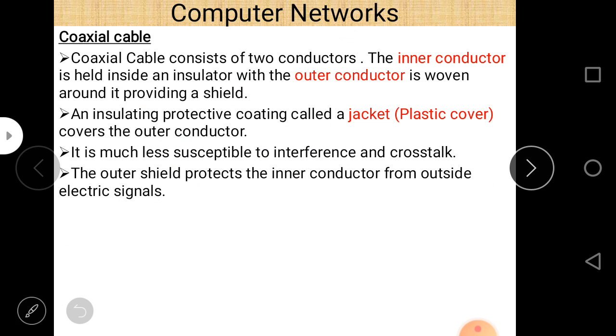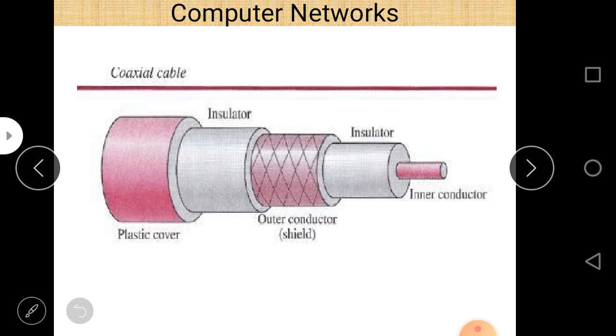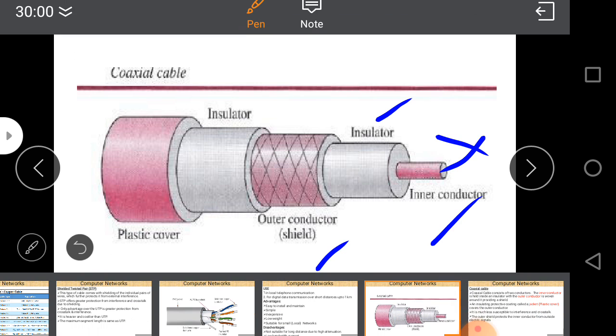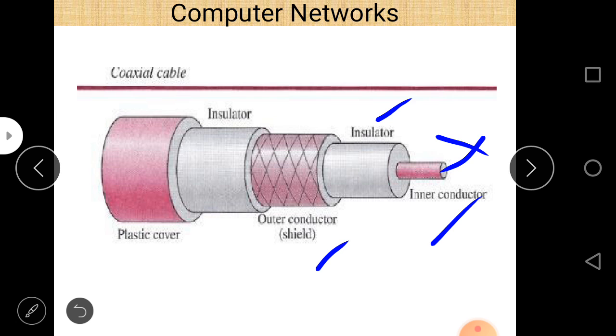Now the second point is coaxial cable. Let us first of all see the diagram of coaxial cable. This is the diagram of coaxial cable, and it is a little bit different from twisted pair cable. As we can see, there is no twisted pair at all, and there are two conductors, an inner conductor and an outer conductor, and the outer conductor is also known as the shield. So this is the diagram of coaxial cable.